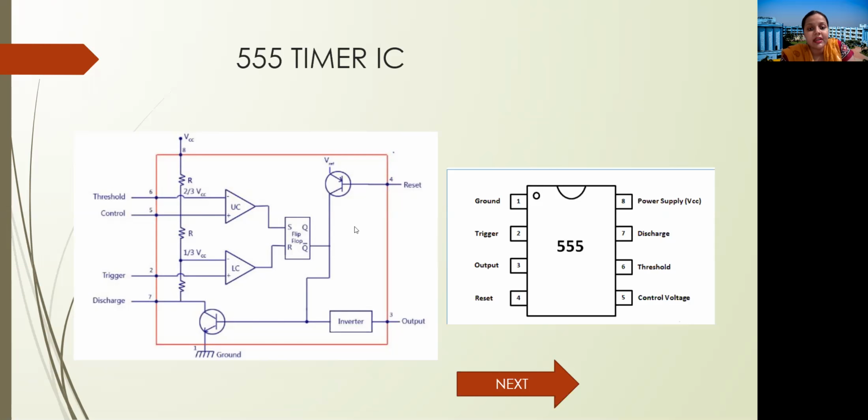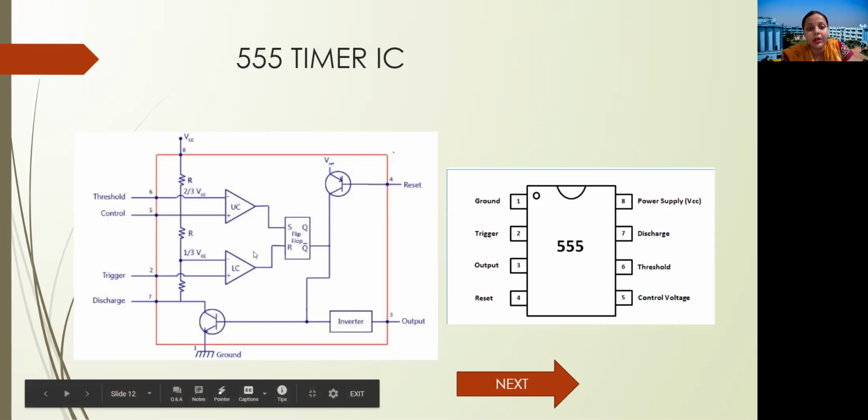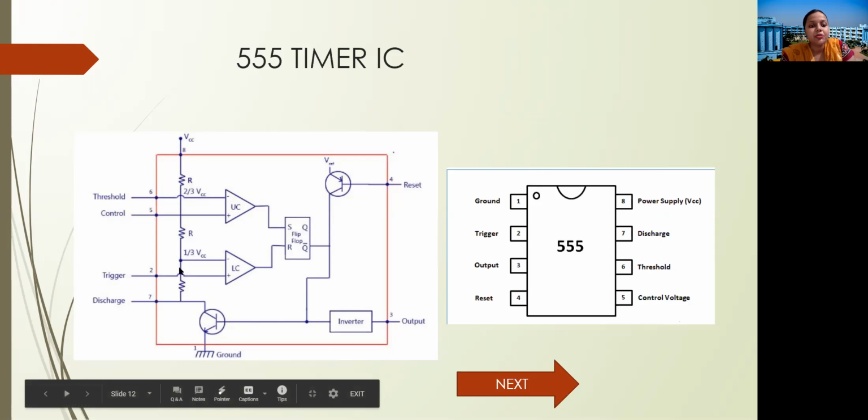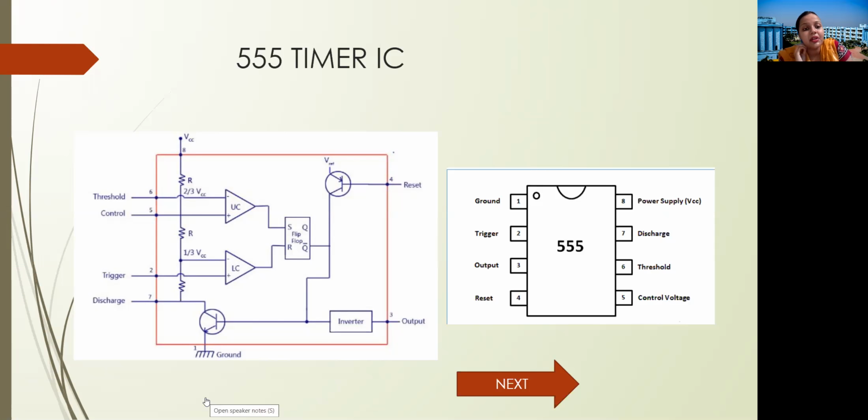Now the left hand side diagram, this is very important. This is 555 timer internal block diagram. Now why this particular IC is termed as 555? This is an important question. Here we can see between VCC and ground, 3 resistors are connected. This 3 resistors value is 5 kilo ohm. So in 555 timer IC, we can say 3 5 kilo ohm resistors are connected in series, and that is why it's known as 555 timer, right?